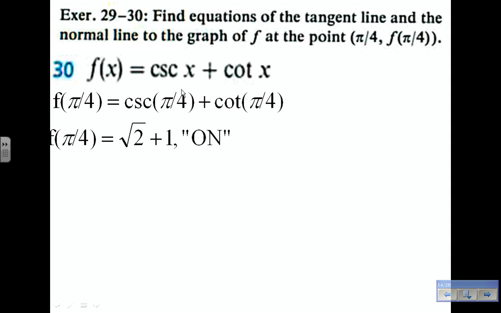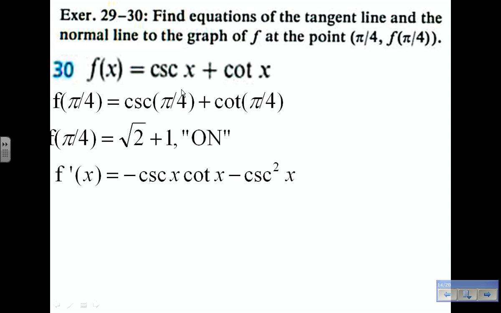So, what is the derivative of f of x? Michelle, what do you think? Negative cotangent x cosecant x plus negative cosecant squared x. Right. Did you write that down? The derivative of cosecant is negative cosecant cotangent, and the derivative of cotangent is negative cosecant squared.